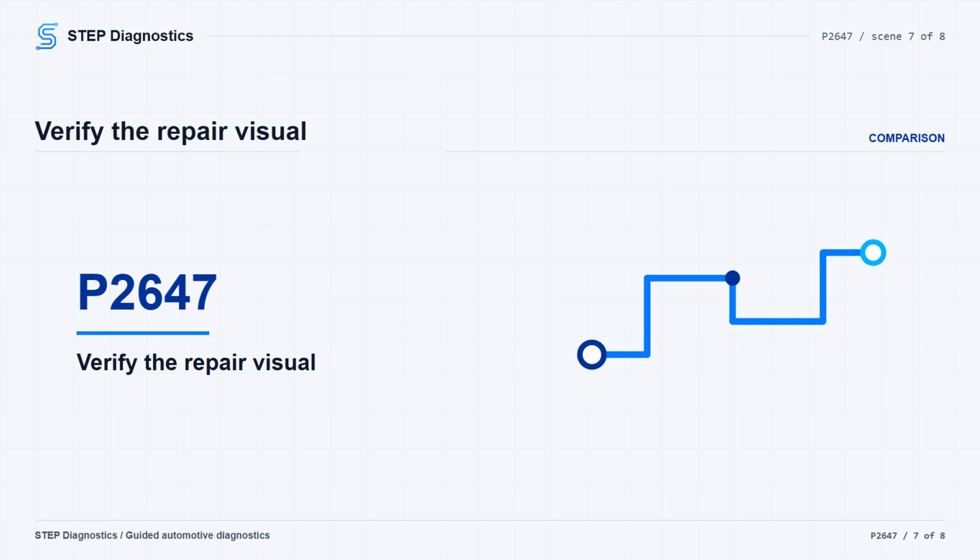P2647 diagnostic path. If P2647 does not return, troubleshooting for this code is complete. If the original PCM had been substituted, replace the original PCM. If any other pending or confirmed DTCs are present, do not blend them into this P2647 test path. Pause and use the correct diagnostic path for the indicated code.